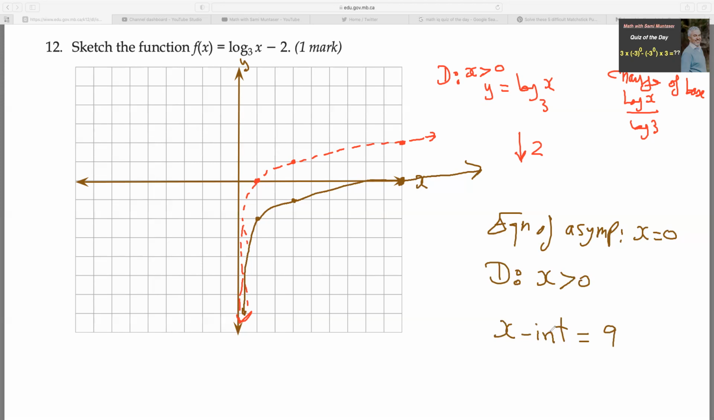and it keeps on going that way. The x-intercept equals 9 because if you put 9 right there, log base 3 of 9 gives you 2 because 3 to the power of 2 gives you 9. So log base 3 of 9 will give you 2, 2 minus 2 is 0, and that's how you get the x-intercept. And that's how you graph this kind of question. I think it's a good idea to graph the parent graph and then do down two, because this is just down two right here. Next question.